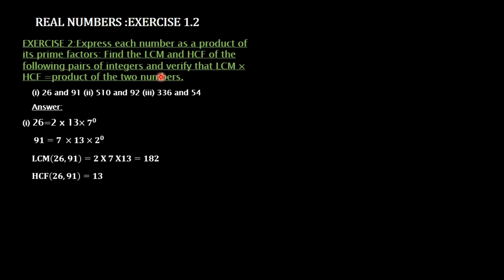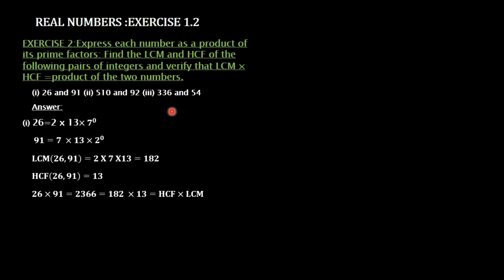Then next we have to verify the relation. That is, what is 13 into 182? Whether it is equal to 26 into 91. Let us check. 26 into 91 equals 2366, which is equal to 182 into 13, which is equal to HCF into LCM. You can verify this calculation. Then what is next?